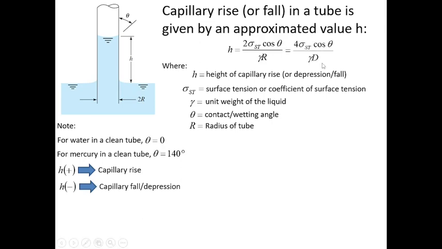Sometimes instead of radius, we use the diameter. And in terms of diameter, this is the formula. Because the radius is equal to half of the diameter, that's why this becomes d over 2. Then there's 2 and there is 2 here. We multiply, so we get 4. So that's the new formula in terms of diameter of the tube.